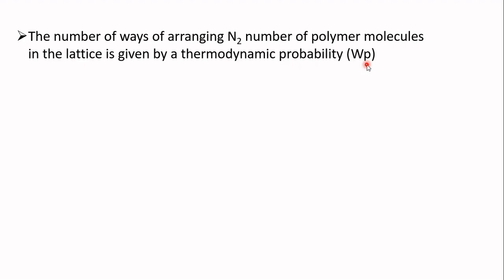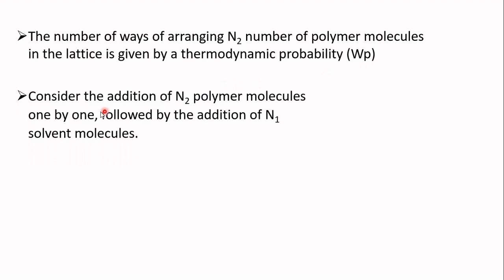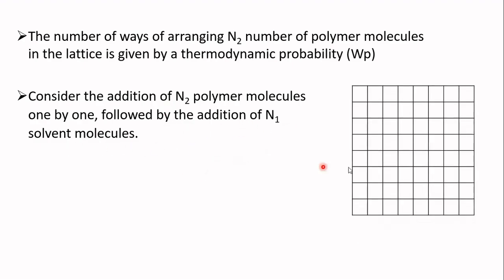To calculate the value of Wp, you just consider the addition of N2 number of polymer molecules one by one, followed by the addition of N1 solvent molecules. That means you consider the crystal lattice. First, we have to add N2 number of polymer molecules into this crystal lattice, or into the lattice sites of a crystal lattice, one by one like this.